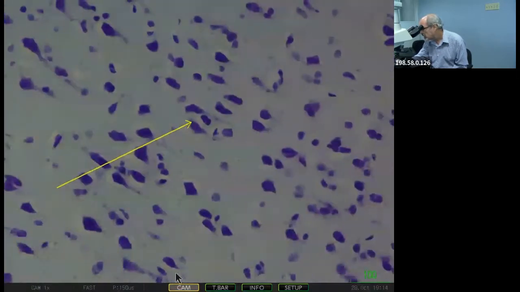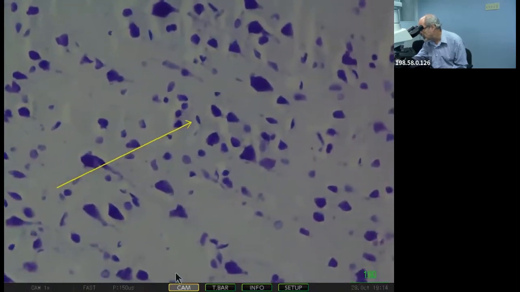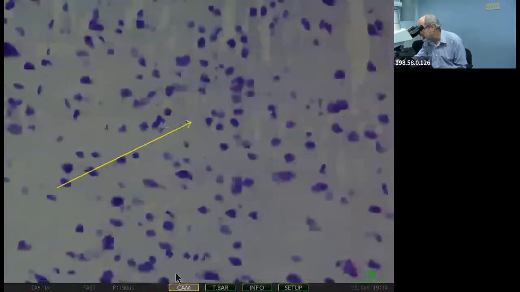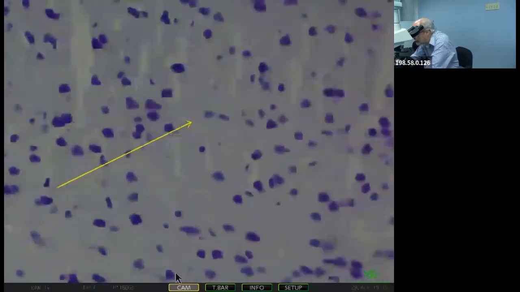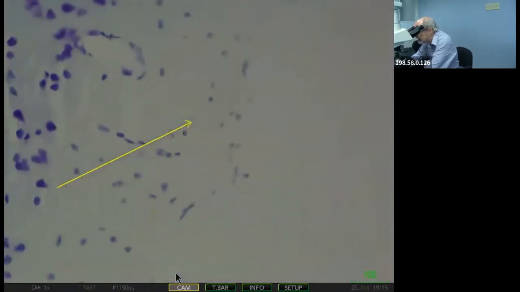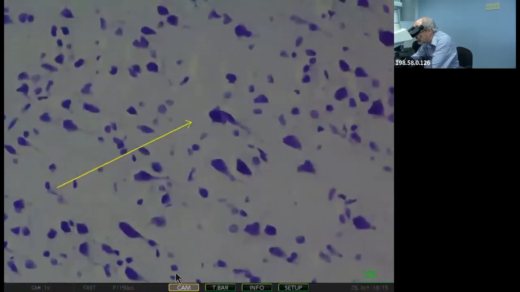But you see, beside your giant cells of Betz, you have some cells which are smaller, which are called granular cells. See the small cells which are more rounded, they are called granular cells, okay? And they are more numerous than your giant cells of Betz.